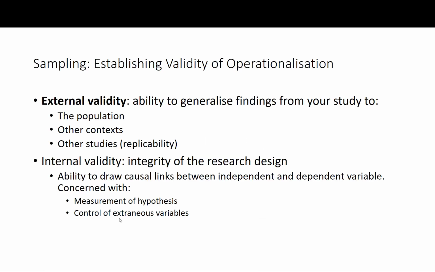So sampling itself, in terms of its validity, relates very much to the external validity of a study. So in effective sampling, what we need to achieve is the ability to generalize the findings from your study to the population in general. So how do we then decide how to sample a particular subset of a population?